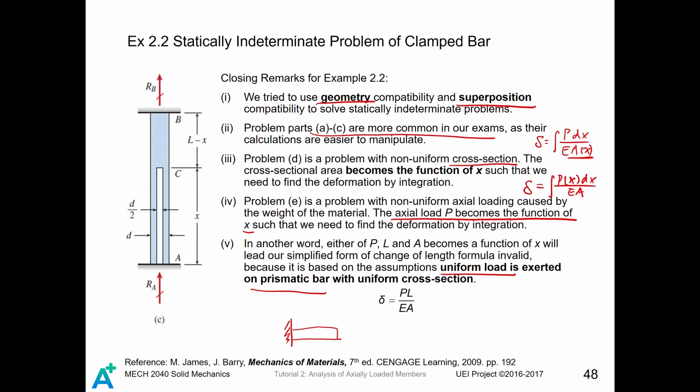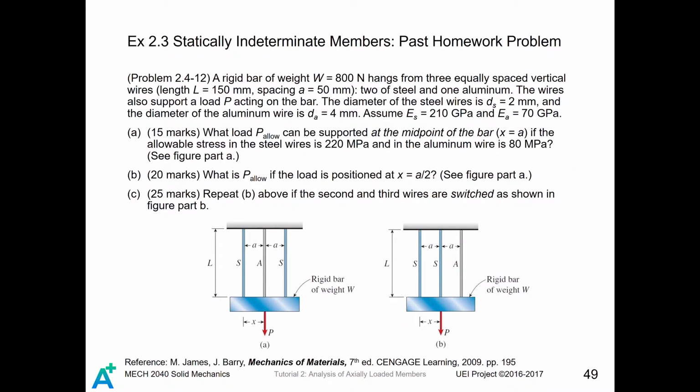The bar has a center line for all cross-sections. And also, the cross-sectional area should be uniform, otherwise A will become a function of x and we need to do the integration. And very often, we assume E to be constant. As we can see, statically indeterminate problems are very often difficult to solve. Just now we solved a statically indeterminate problem by using methods of superposition and geometry.